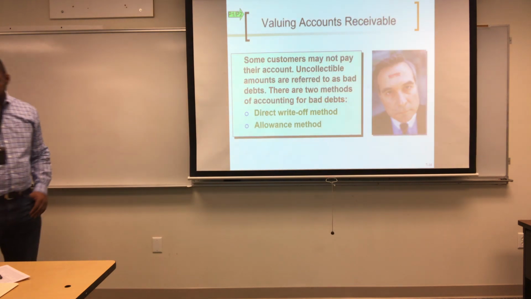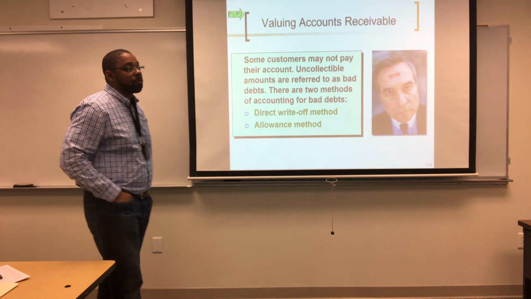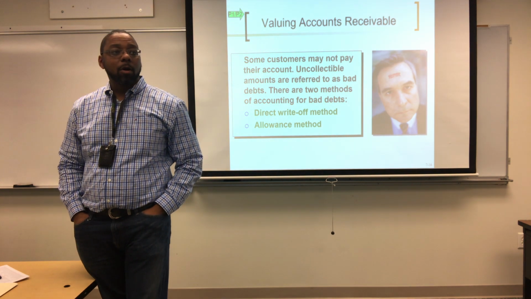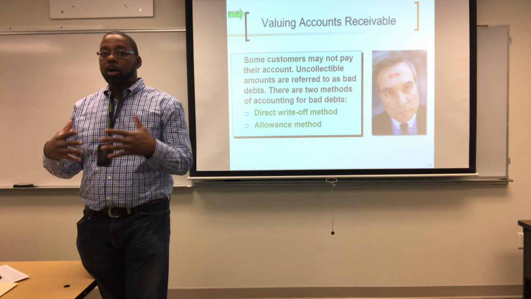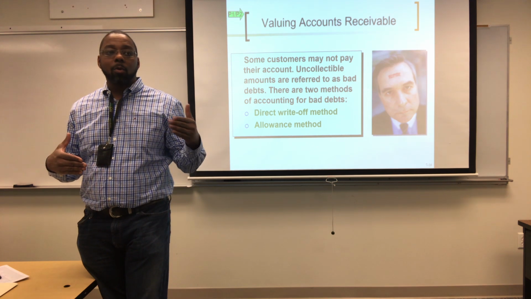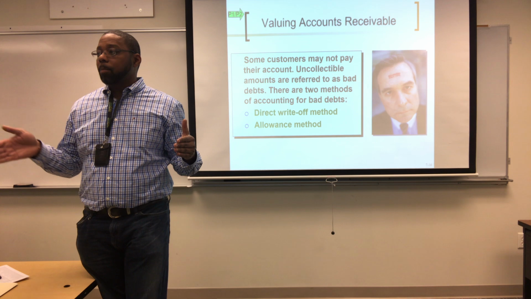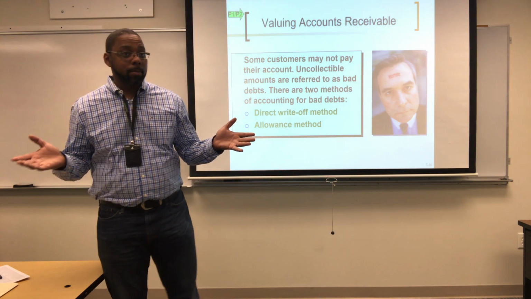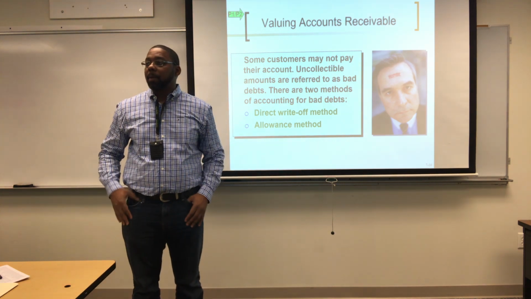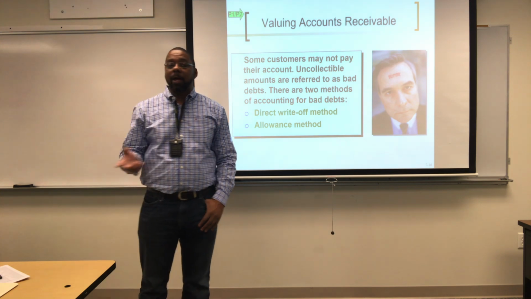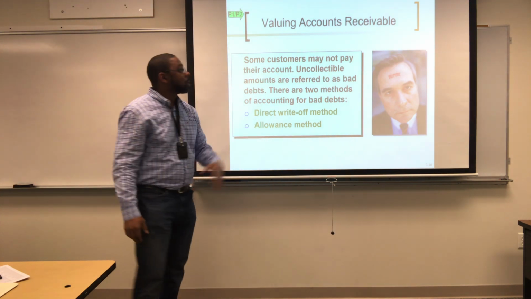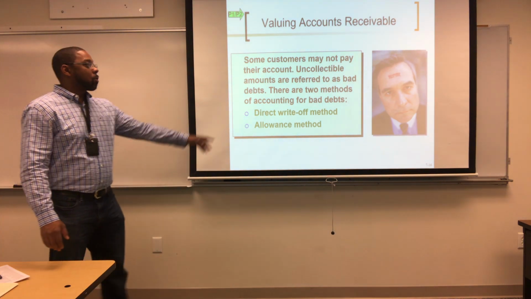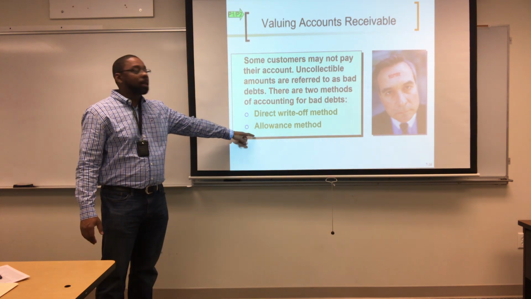Next, the next topic in this chapter is valuing accounts receivable. Basically, it's dealing with bad debt expense. As I stated before, we've been dealing with accounts receivable in one static way. People purchase goods on credit, then people pay. But do people always pay? No, right? Sometimes people do not pay. So we have to account for that lack of payment, and the way we do it is bad debt expense. There's two ways we can account for bad debt expense. One way is the direct write-off method. The second way is the allowance method.